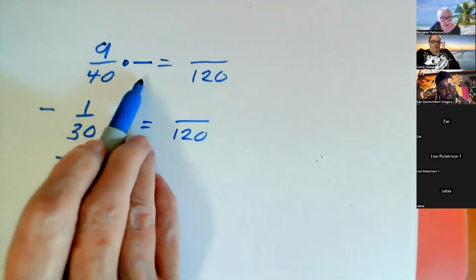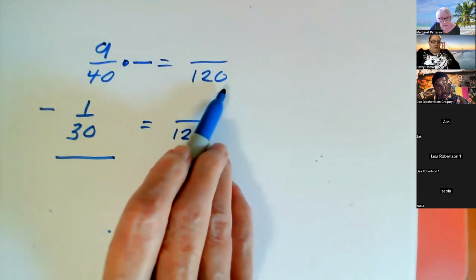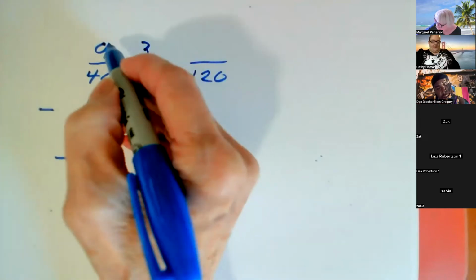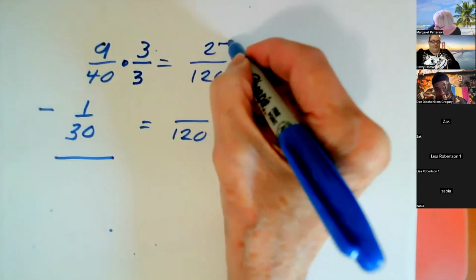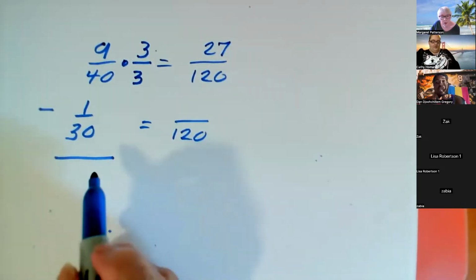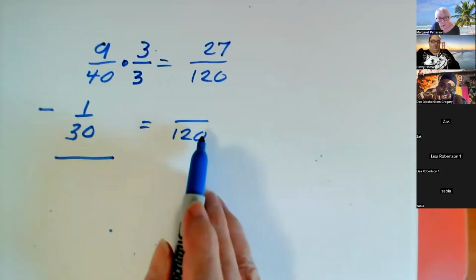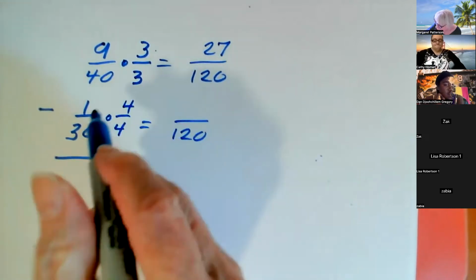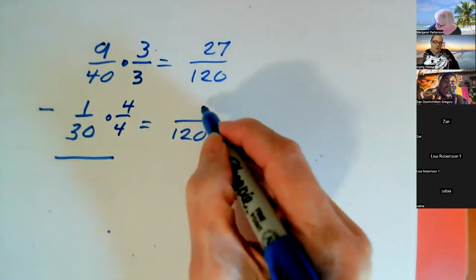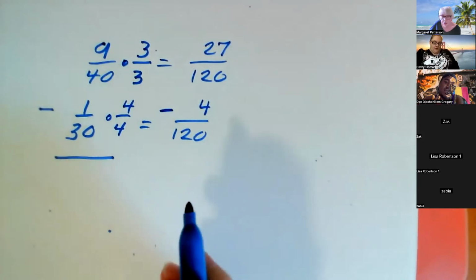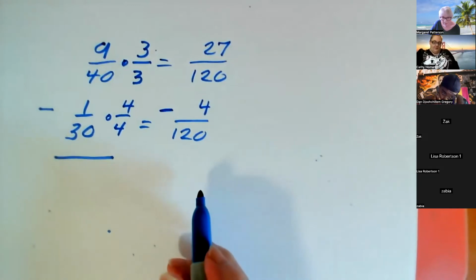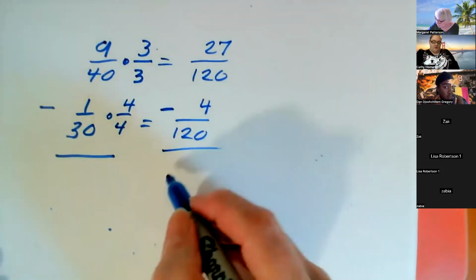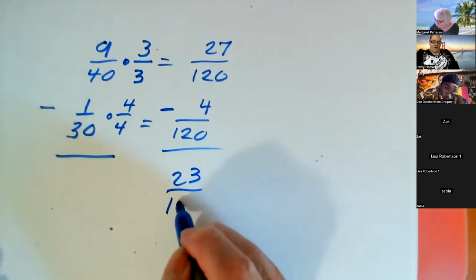40 times what number makes 120? 3. Just 3. So this is 3 and this is 3. 9 times 3 is 27. Like it or not. 30 times what makes 4? 4. And 1 times 4 is 4. And do not forget to subtract. Okay. 23 over 120.